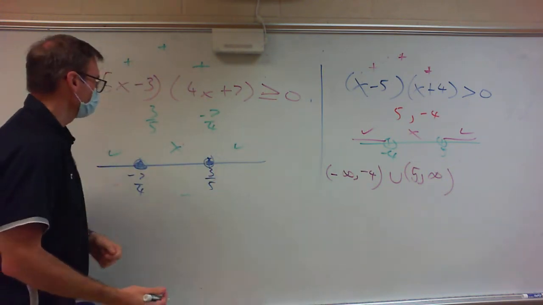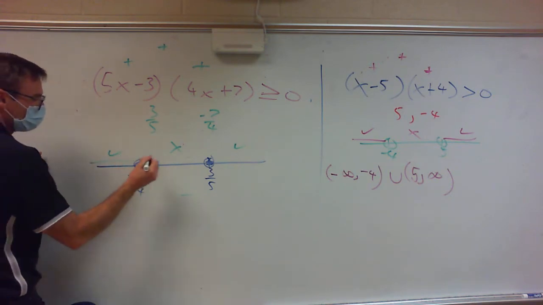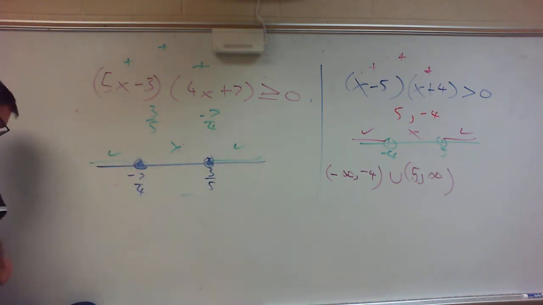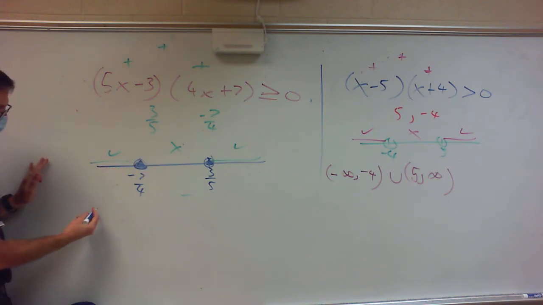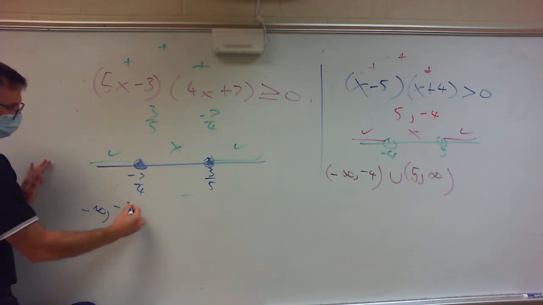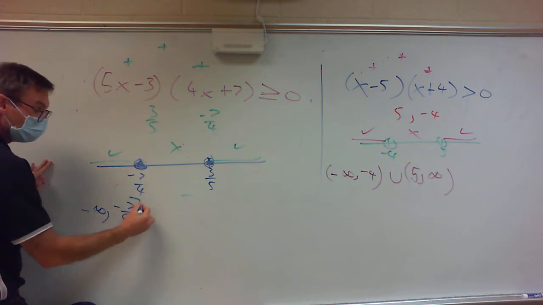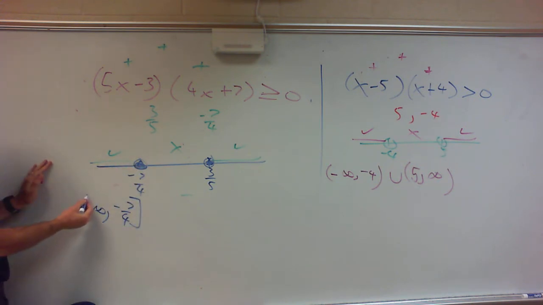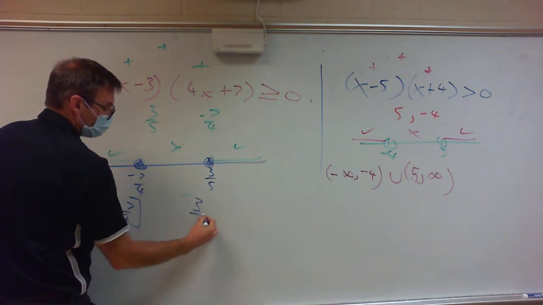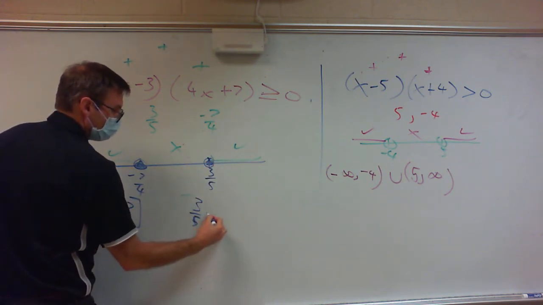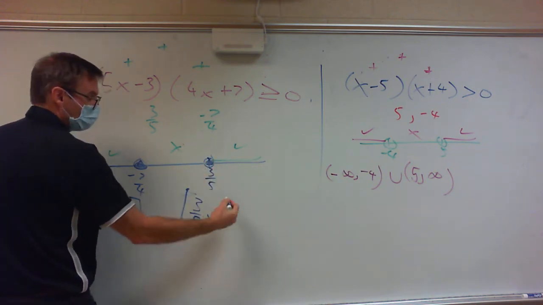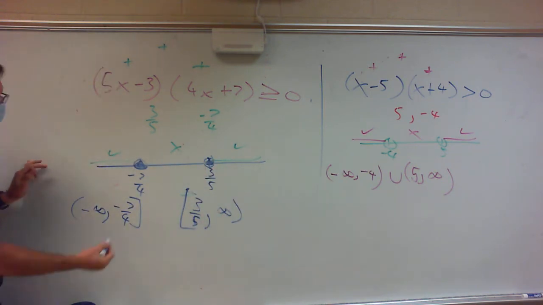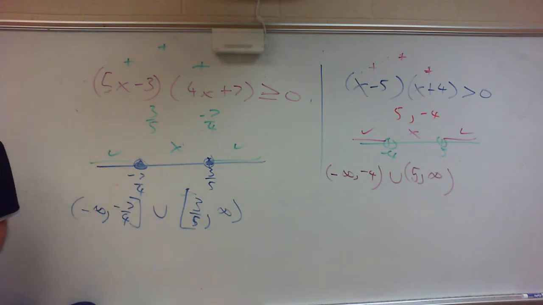And so now when I write my answer, this interval and this interval, in interval notation, this interval is going to go from negative infinity to negative 7/4. I include this because it's filled in, but infinities always get a parenthesis. This one, I'm going to go from 3/5 to infinity. I get to include this because that's filled in, and infinities always get parentheses. And then I've got to put the union symbol in between.